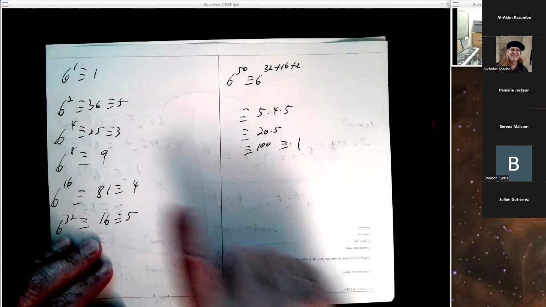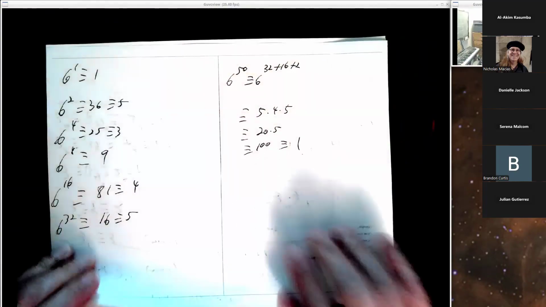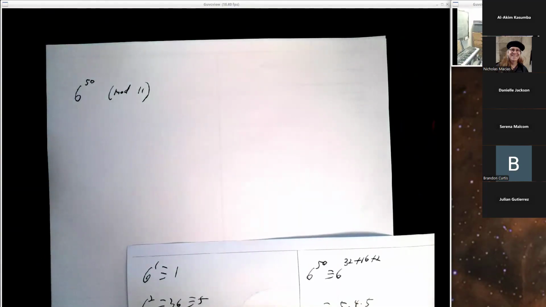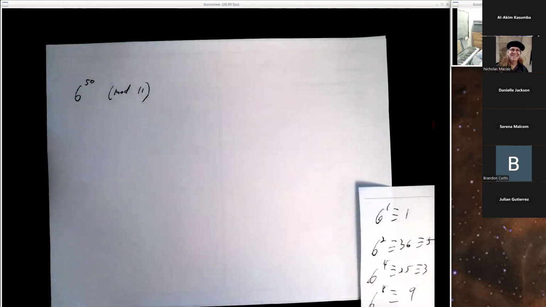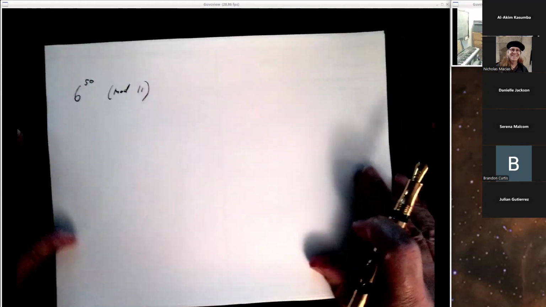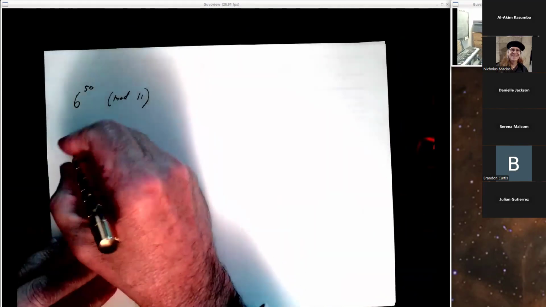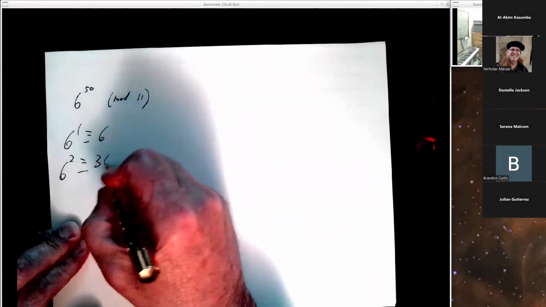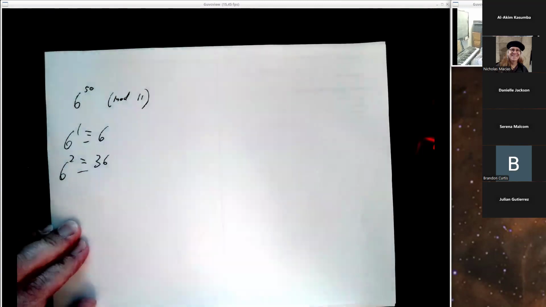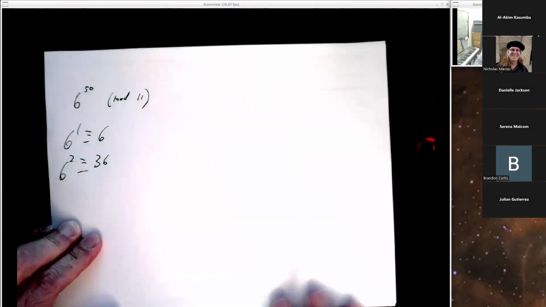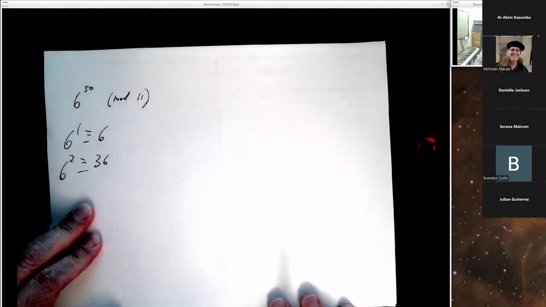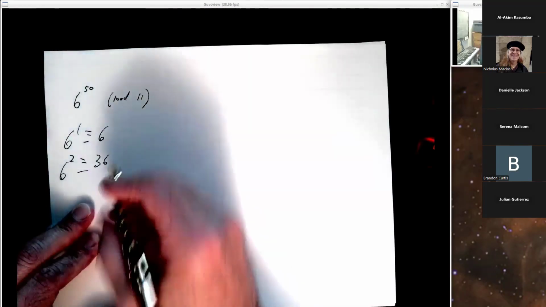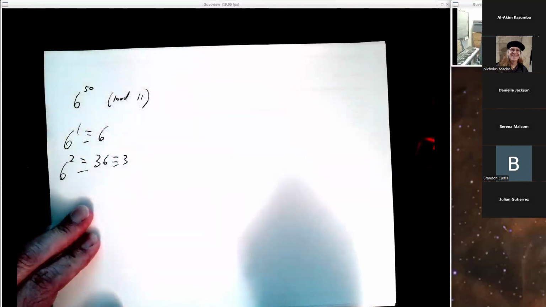So yeah, 6 to the 1st is just 1. 6 to the 1st is not 1. Oh, messed up, but I got the right answer. All right, we'll just do that ourselves. So 6 to the 1st is 6. 6 squared is 36. And 11 is kind of nice, right? Because 11, 22, 33, 44, it's easy to pull up multiples of 11. So the closest multiple is 33. This has a remainder of 3.